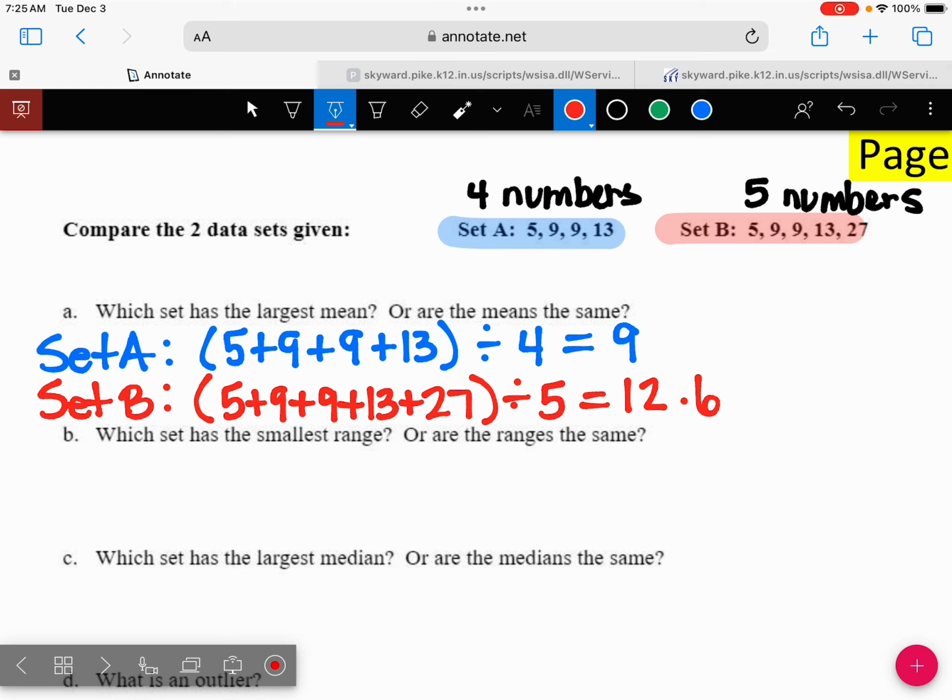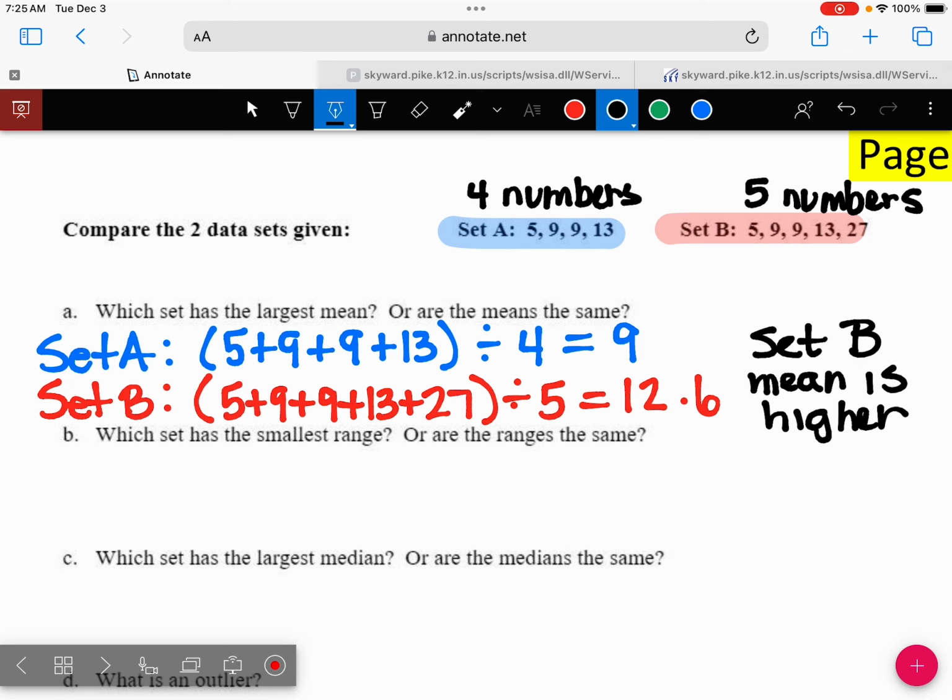All right, so now let's go ahead and answer the question in part A. Part A says, which set has the largest mean, or are the means the same? So which one would you say had a higher mean, set A or set B? Set B. Do you agree, set B? So let's write that. Set B mean is higher.